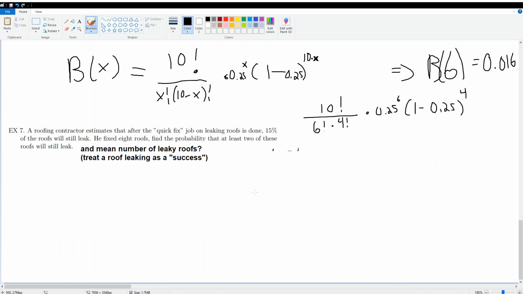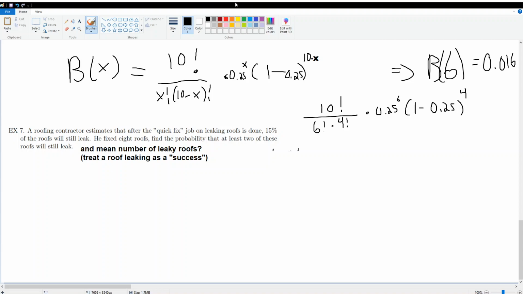So now I want to give you example number 7. The difficulty level of the binomial questions will be no more difficult than this. So here, I want you to find the mean number of leaky roofs, and then find the chances that at least 2 of the roofs will still leak.